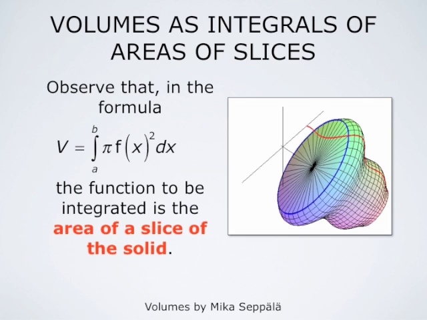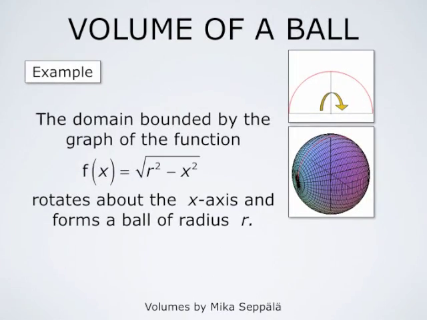So for solids of revolution, the volume formula is volume equals integral from a to b, pi times f of x squared dx, and of course this constant pi can be taken also outside of integration. Now let us use the volume formula to compute the volume of a ball of radius r.